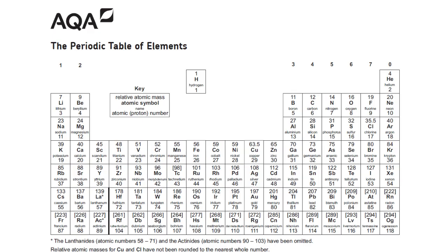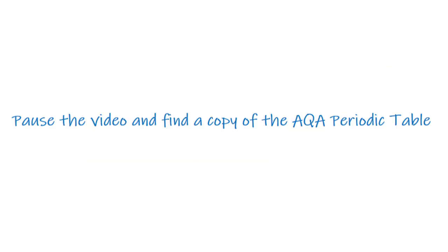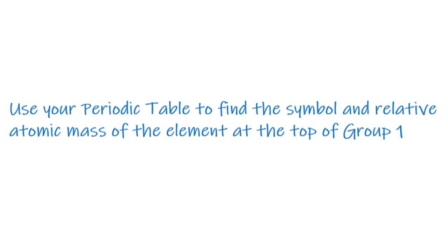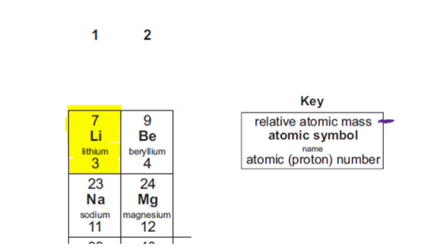So pause the video while you get a copy of this. You can have a copy online or on a screen, or get a printout and put it in a plastic wallet, or even laminate it, because you're going to use it a lot in chemistry. So use your periodic table and find the symbol and relative atomic mass of the element at the top of group 1. So here's a clip of the periodic table, and you can see group 1 here at the top. At the top of group 1, the element lithium, and its relative atomic mass is 7.